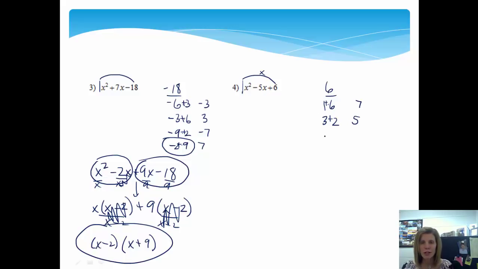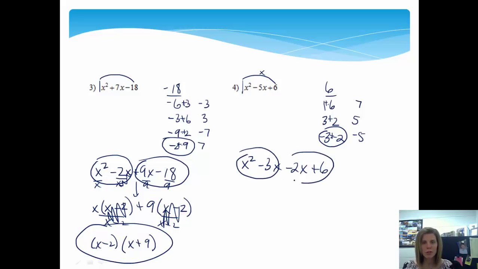So let's try this. Let's try negative 3 times negative 2. Negative 3 times negative 2 is still 6. And when I add them, I'm going to get negative 5. So this is the choice that I get to use. So if I rewrite the middle, we'll get x squared minus 3x minus 2x plus 6. I am now ready to factor using grouping. So 2 and 2. So from here my GCF will be x. If I divide it out, I'm going to get x minus 3.